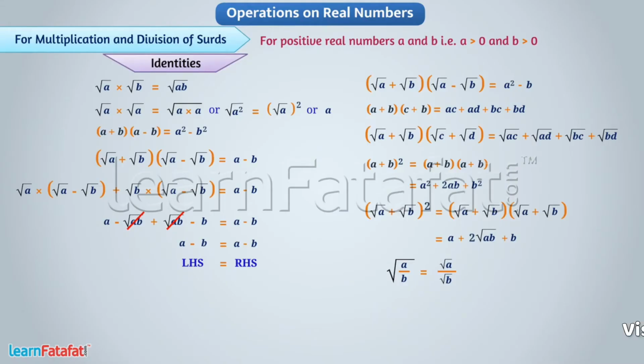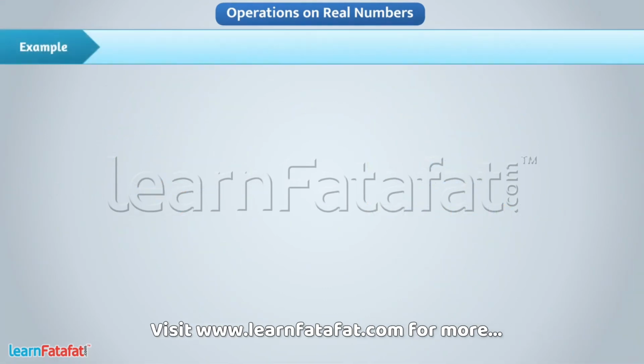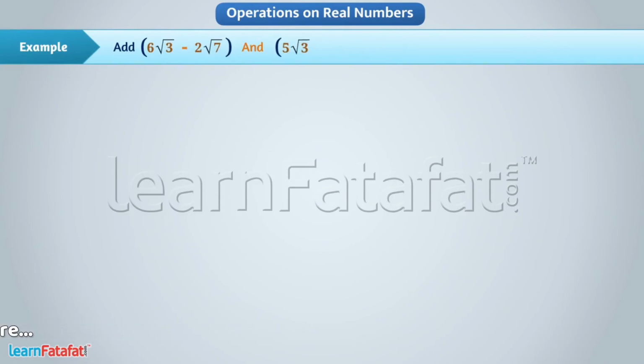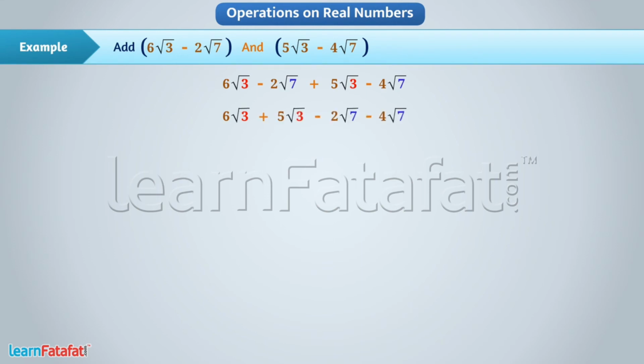Now let's solve some examples to learn various operations on real numbers. First example, add 6 root 3 minus 2 root 7 and 5 root 3 minus 4 root 7. We can add or subtract only those numbers which have same value under radical sign. So we can write 6 root 3 plus 5 root 3 minus 2 root 7 minus 4 root 7.